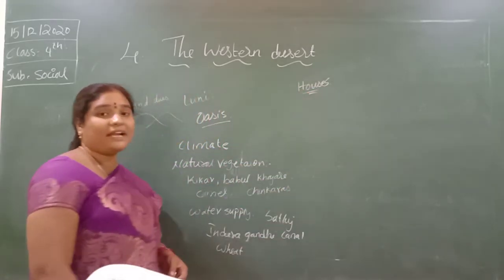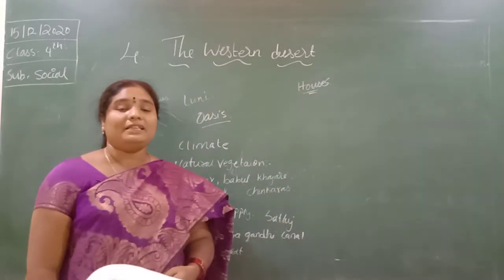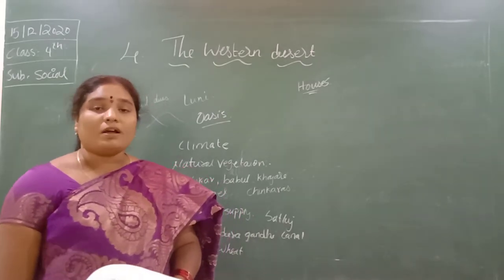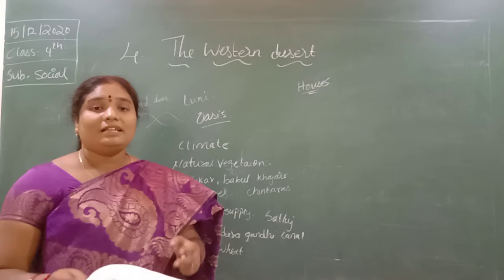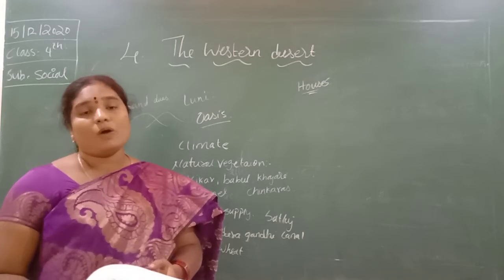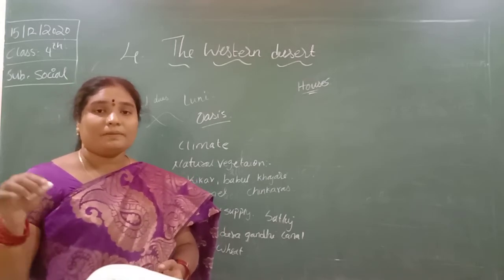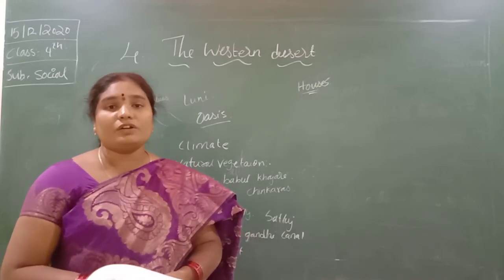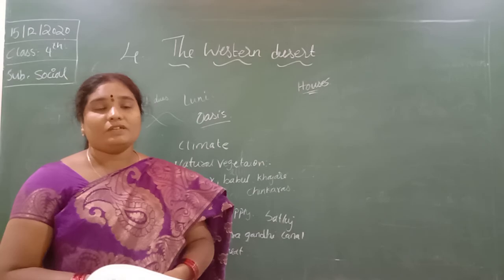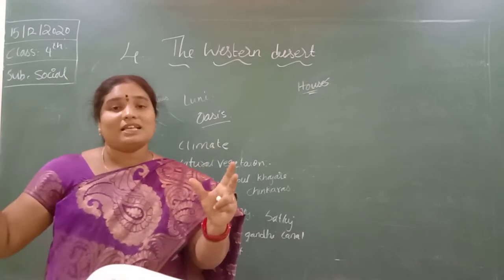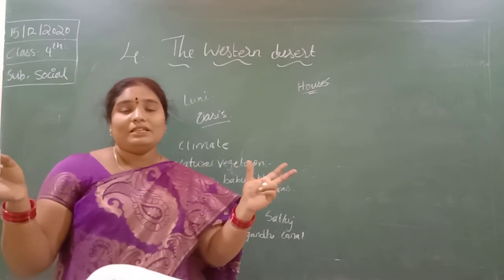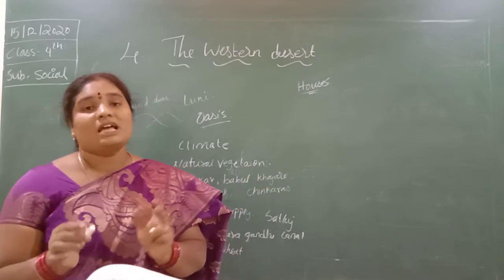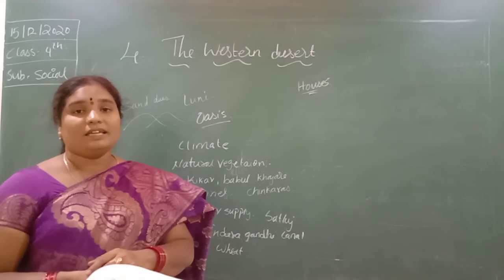The houses in Rajasthan have flat roofs and thick walls. What is the use of thick walls? The thick walls keep the heat out, so they do not pass the heat inside. They have thick walls and short windows. If the windows are large, the sunlight falls in and the house may become hot.